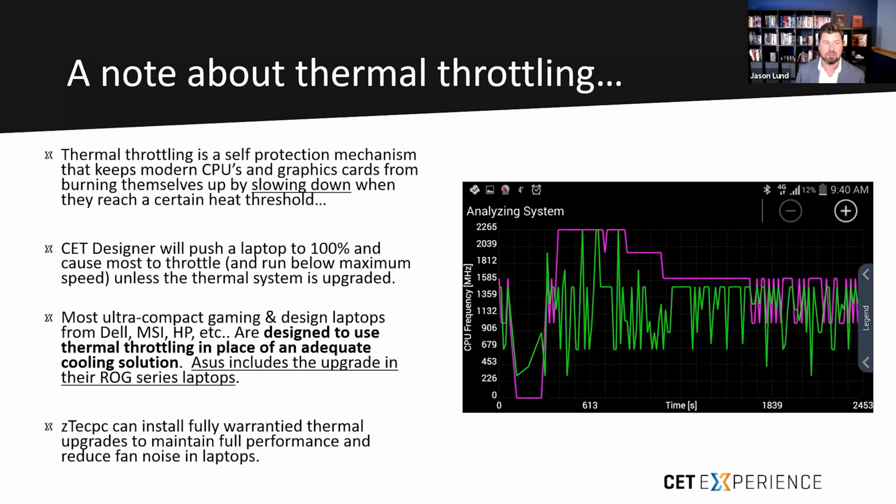Now that's a problem, because CET Designer, when you're rendering, will run a laptop at 100%, which means it's getting hotter and hotter until it says, oh wait, I need to slow down to keep the temperatures down. So what you're seeing in this graph is a laptop hitting the heat maximum and slowing down. That's bad. That means your renderings take longer than they should.